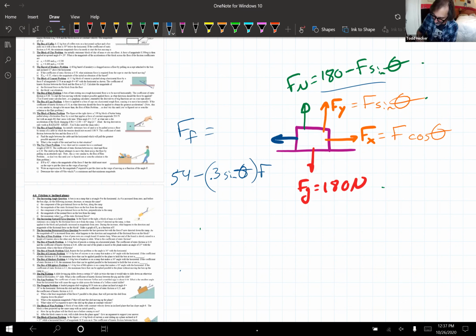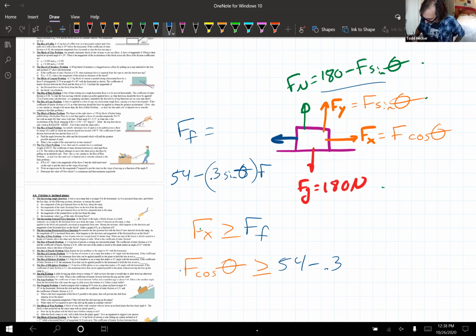So to get it on the verge of moving, once again, we need our Fx to be bigger than or equal to our force of friction, right? So I'm looking at F cosine theta. It has to be greater than or equal to 54 minus 0.3 sine theta F. And we're trying to come up with an expression for F as a function of theta. So we just got to solve for F.